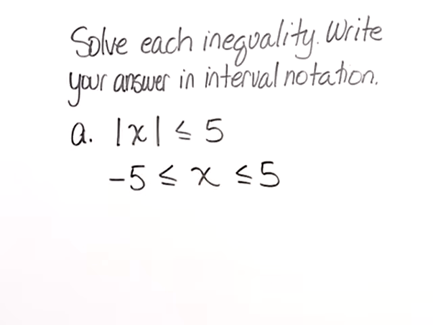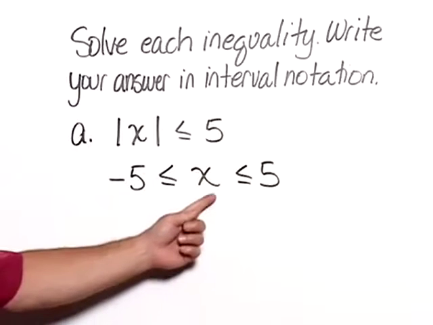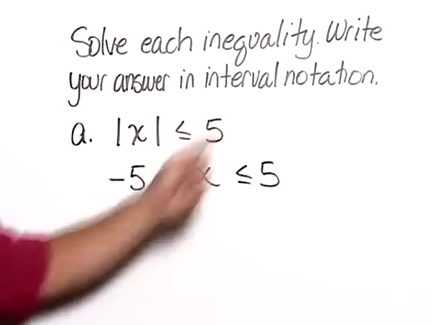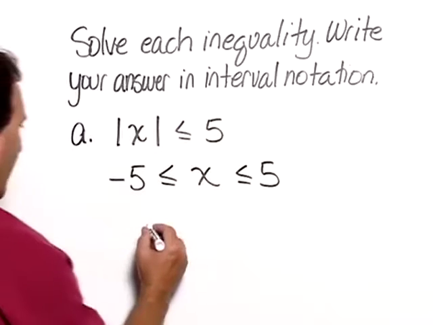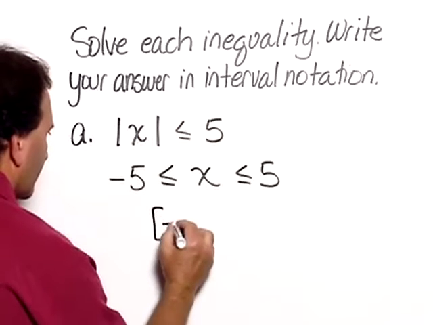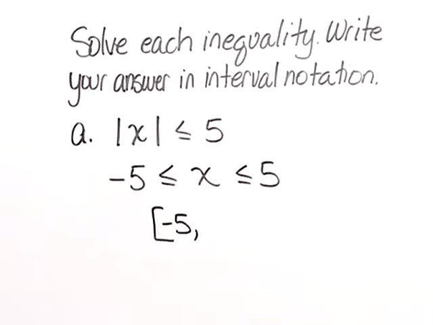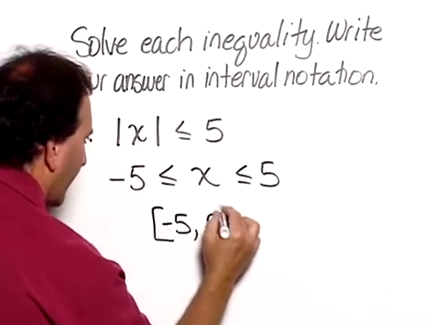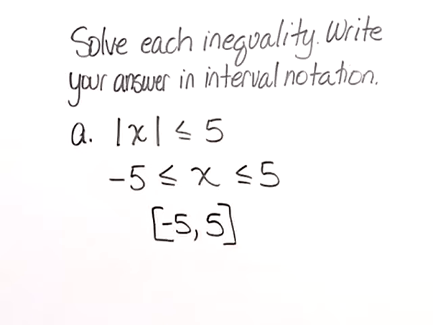In other words, we have negative 5 is less than or equal to x, which is less than or equal to 5. That's our solution because the expression x has been isolated, but we want to write it in interval notation. That would be brackets negative 5, comma, 5, brackets, the interval from negative 5 to positive 5, including both endpoints.